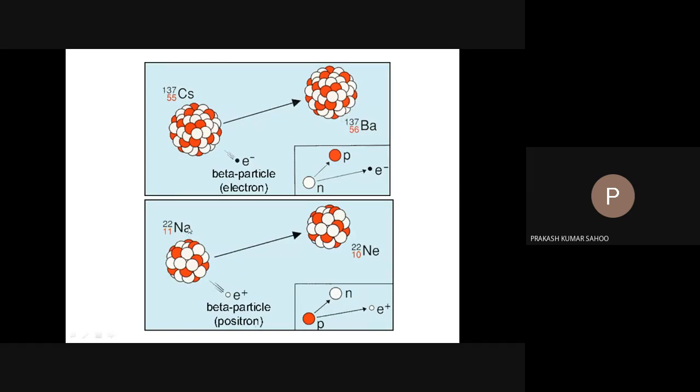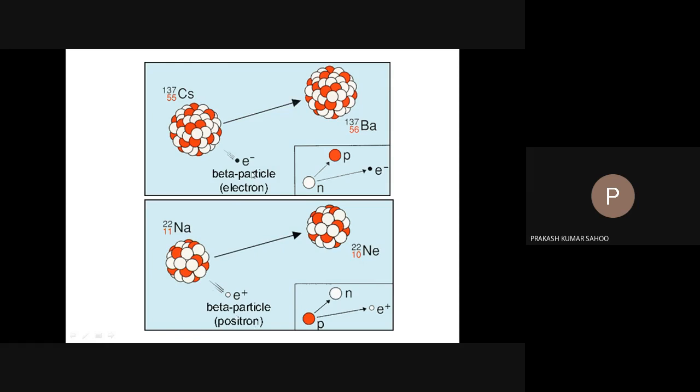Another example, sodium 11 22 is radioactive. If it emits one electron, what happens? This 11 becomes 12. No, no, no. This is wrongly written here. Sorry, this is not emission of an electron, this is emission of a positron. A positron is also a radioactive particle that may be emitted from a nucleus. This is just the reverse of an electron. This is a beta ray, but this is a positron.